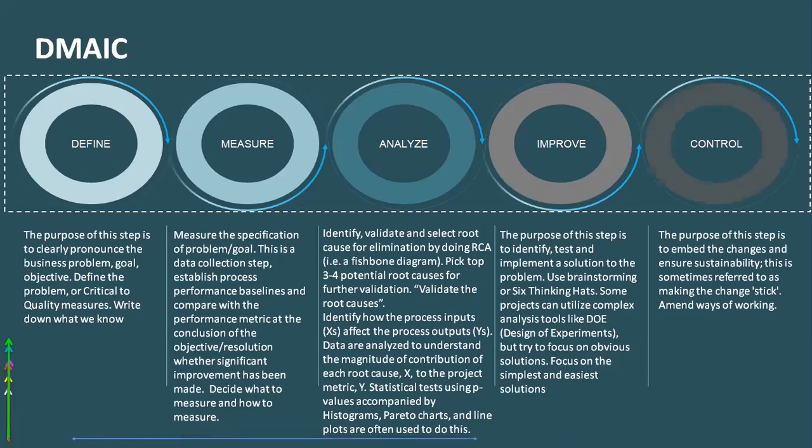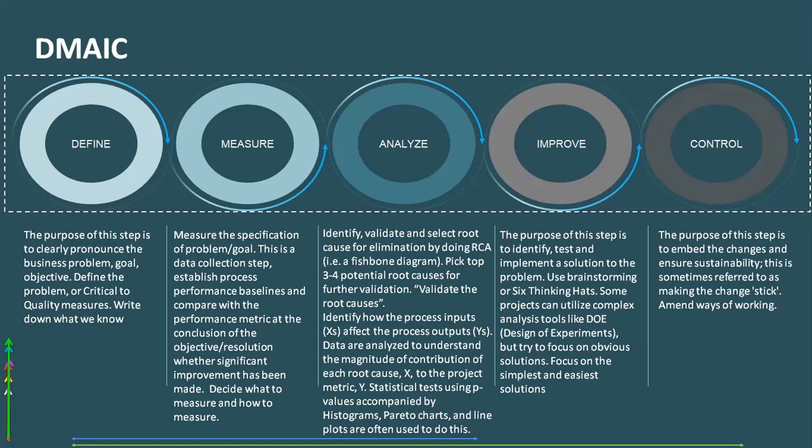Now, before we jump on to how to create an issue log, let us take a look at what DMAIC is. DMAIC is a methodology by which we actually resolve an issue. DMAIC is from Six Sigma. It has 5 steps: define, measure, analyze, improve, control.